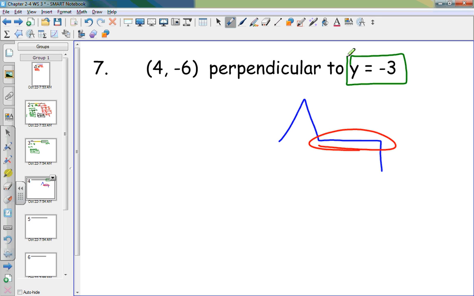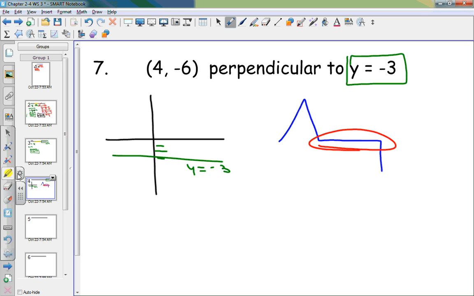Okay? So what you're telling me is that we have this lovely little picture right here going on. I have 1, 2, 3. There it is, y equals negative 3. Now I want what type of a line to that? I want a perpendicular line to a horizontal line. What is a perpendicular line to a horizontal line? A vertical line. And more importantly, I need that vertical line to go through the point 4, negative 6.